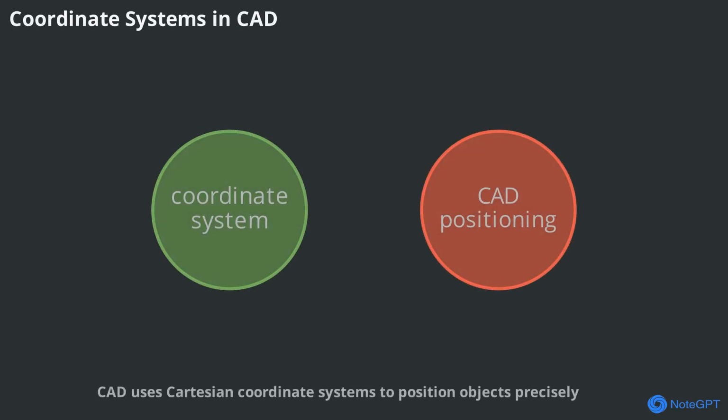CAD uses Cartesian coordinate systems to position objects precisely. Absolute coordinates measure from the origin, while relative coordinates are based on the last point entered. Polar coordinates use distance and angle for placement. The user coordinate system, UCS, in 3D CAD allows drawing features on inclined surfaces. These systems ensure accurate placement and manipulation of objects, making complex designs manageable and precise.